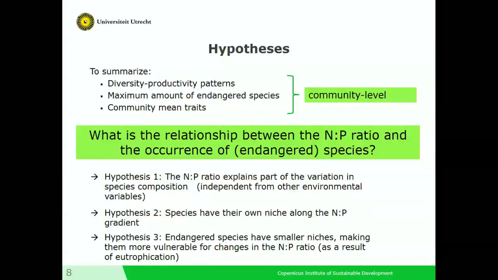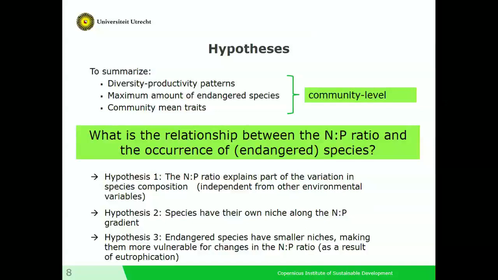So just to summarize very quickly, we've seen 3 studies basically focusing on the community level. We've seen that the N:P ratio is important for diversity productivity patterns, the maximum amount of endangered species that you can have in a system, and also that there are very big differences in community mean traits. This gave us the idea that it is very likely that if there are such big differences between these nitrogen-limited sites and phosphorus-limited sites, there are likely different species growing in one place compared to the other place. So we asked ourselves, what is the relationship between the nitrogen-phosphorus ratio and the occurrence of endangered species?